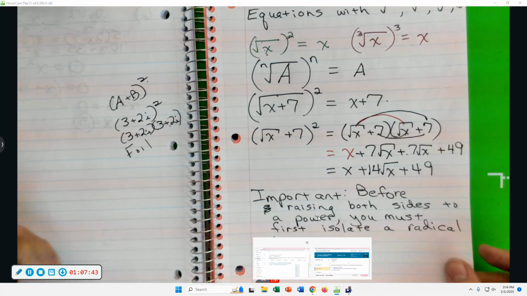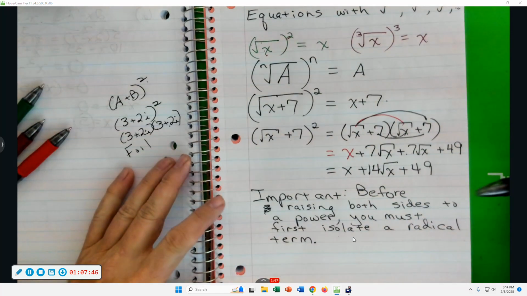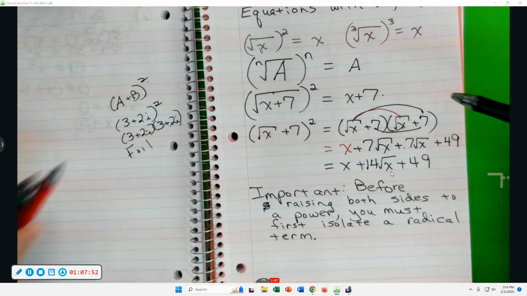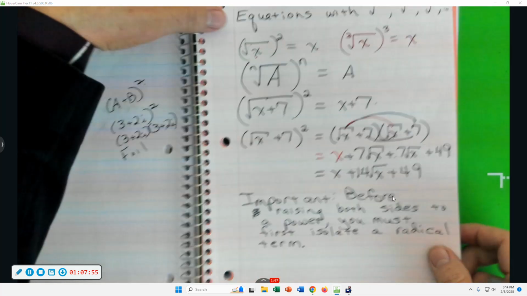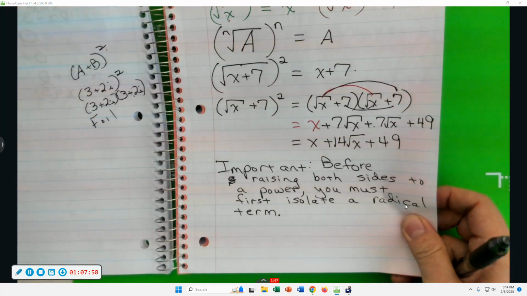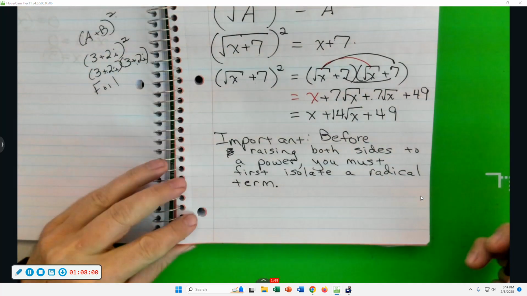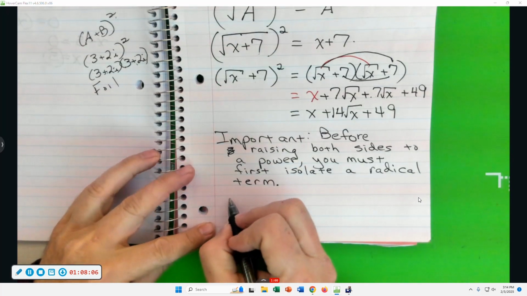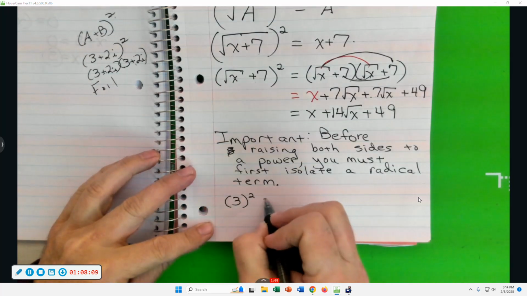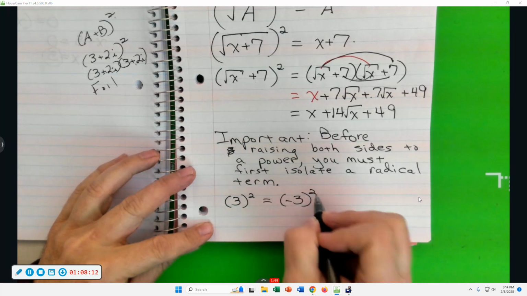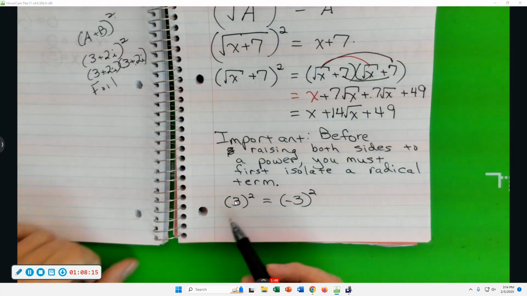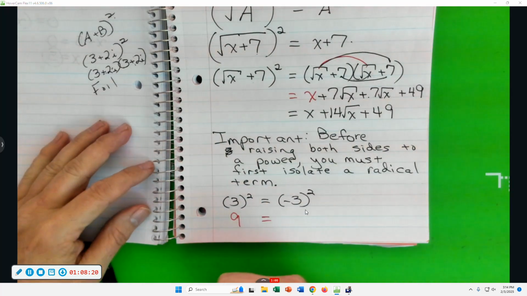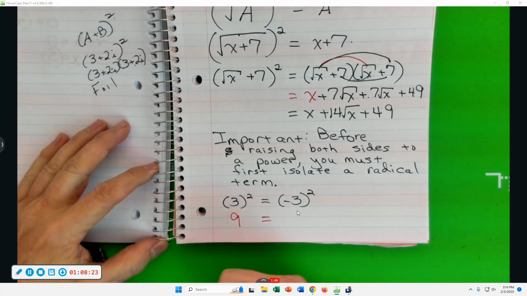Oh, and we have an added wrinkle to all of this. Raising both sides of an equation to an even power does not guarantee equivalence. Now, what the heck does that mean? Okay. I think y'all will agree, a negative times a negative is what? Positive. Consider this. 3 squared is the same thing as negative 3 squared. What does 3 squared equal? 9. And what's negative 3 times negative 3? It's still 9.